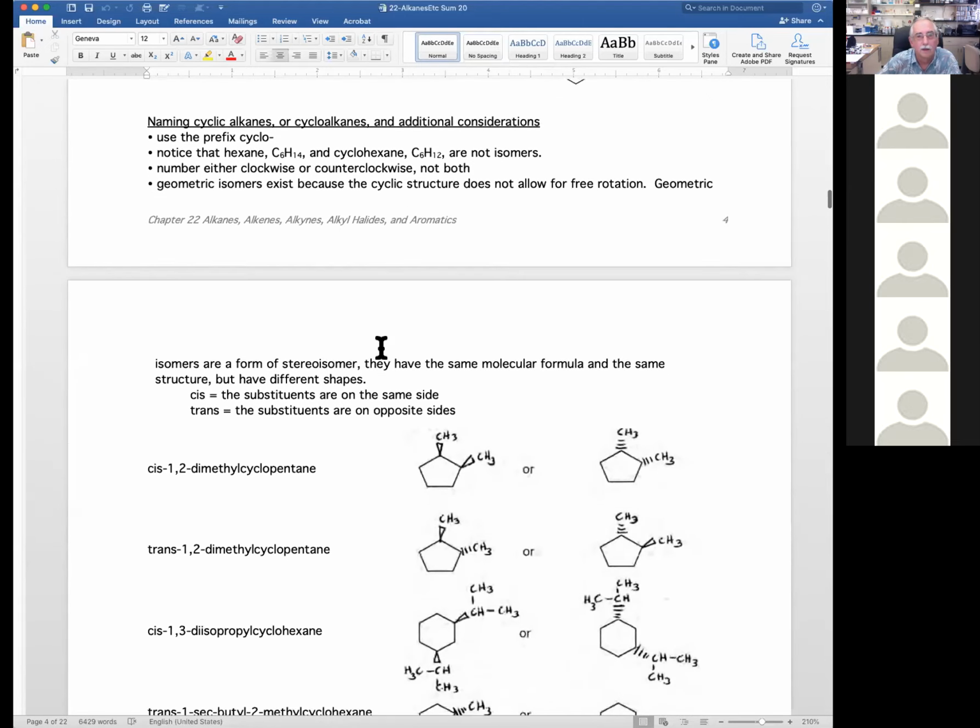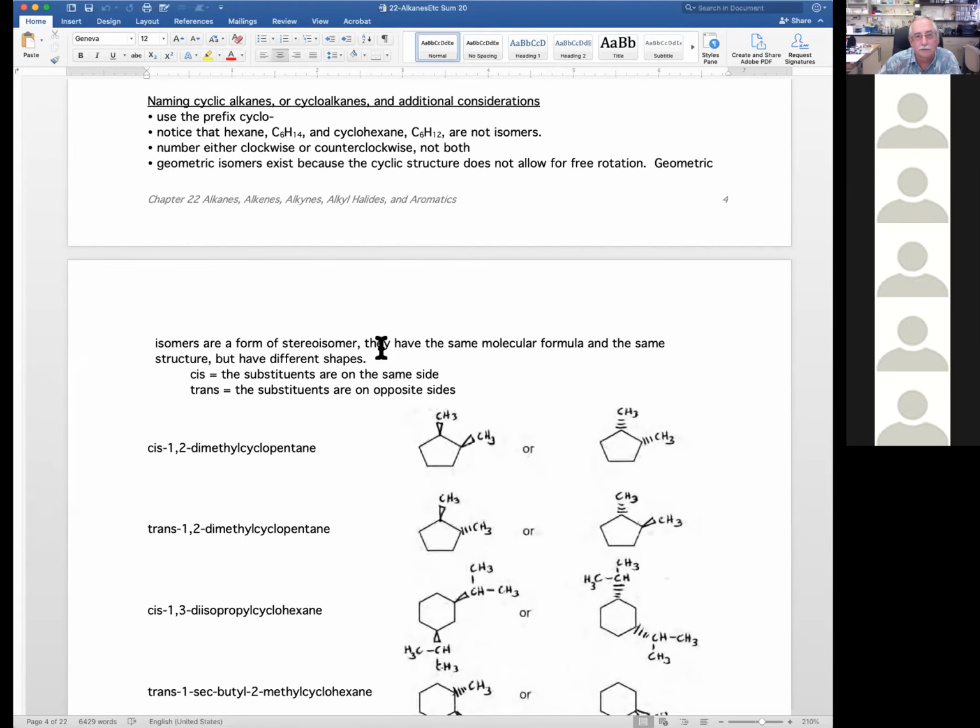Okay. So let's name some cyclic alkanes. We use the prefix cyclo, and notice that hexane and cyclohexane don't have the same formula, do they? They're not isomers. When you're using a numbering system, you either go clockwise or counterclockwise. You cannot do both. You go the way that gives you the lowest numbering system.